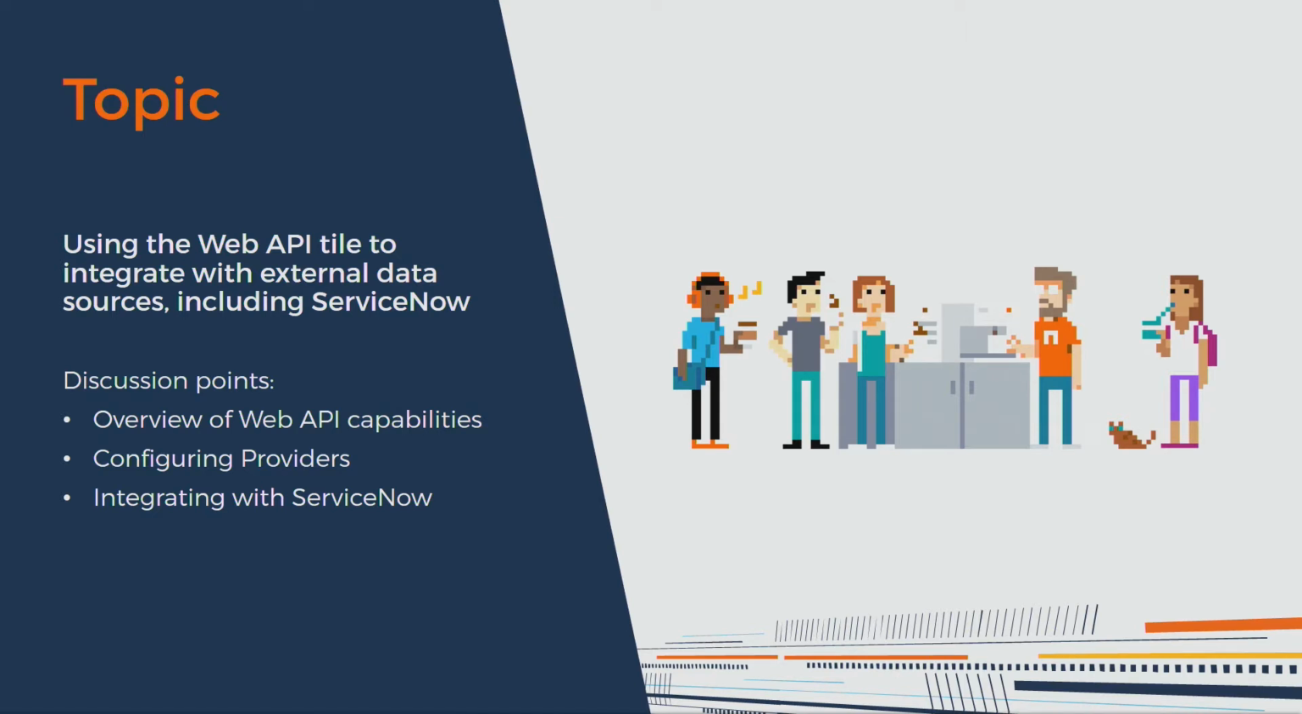So we'll look at the Web API capabilities. Some recent changes with 3.2 have drastically changed how this works, so we'll definitely take a look at that. Then we'll look at configuring providers, which is how we actually connect Squared Up to our external sources. And then finally, we'll look at integrating with ServiceNow and running some queries.